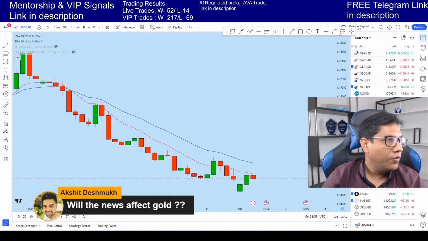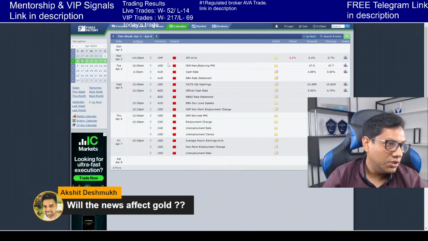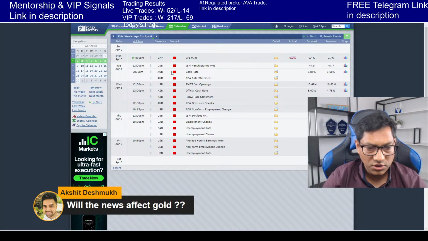If you look closely at the news calendar, we see that CHF already had its news release, so there is a weakness in CHF that could boost a little bit of strength in USD, and tonight there is news coming up at 12 AM in my time, so in your time it could be different. We'll be covering this news in our live session.